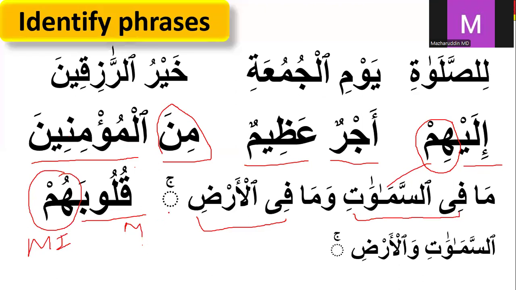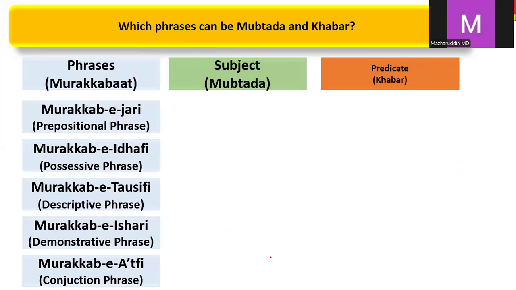As-samawati wal ard. Murakkabe atfi. Very good. So this is matuf alayhi, and this one is matuf, and this is harf atf, and the combination we can call murakkabe atfi. I hope it is clear for everyone. Yes, ma'am. Alhamdulillah. Inshallah. So now we can conclude to understand which phrases can be mubtada and khabar.